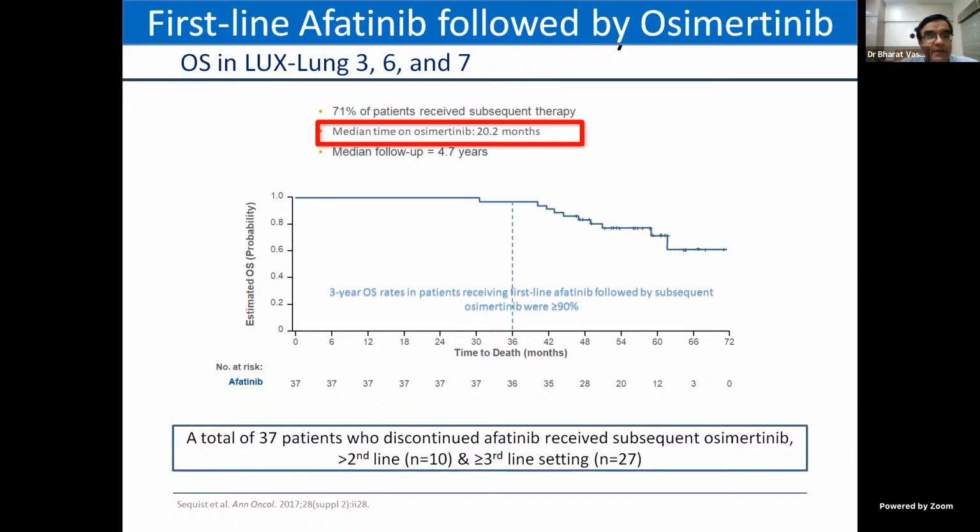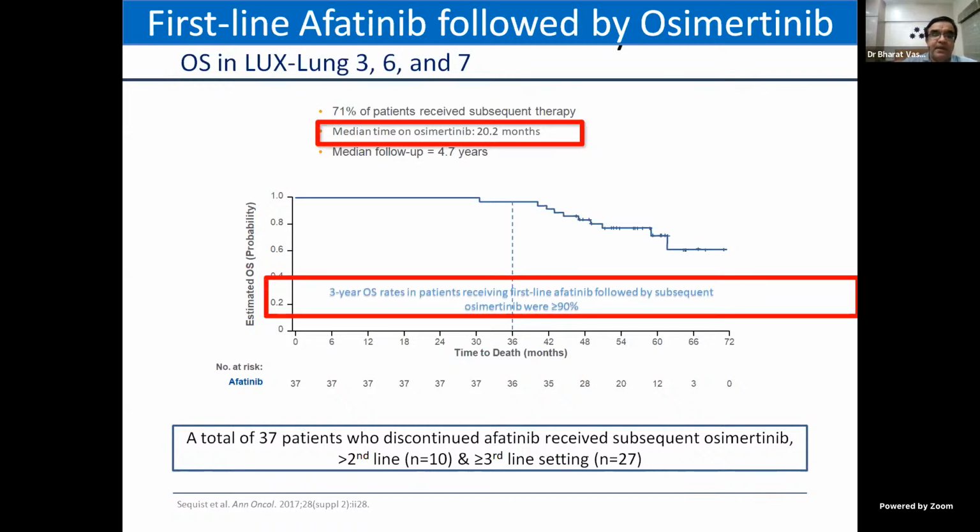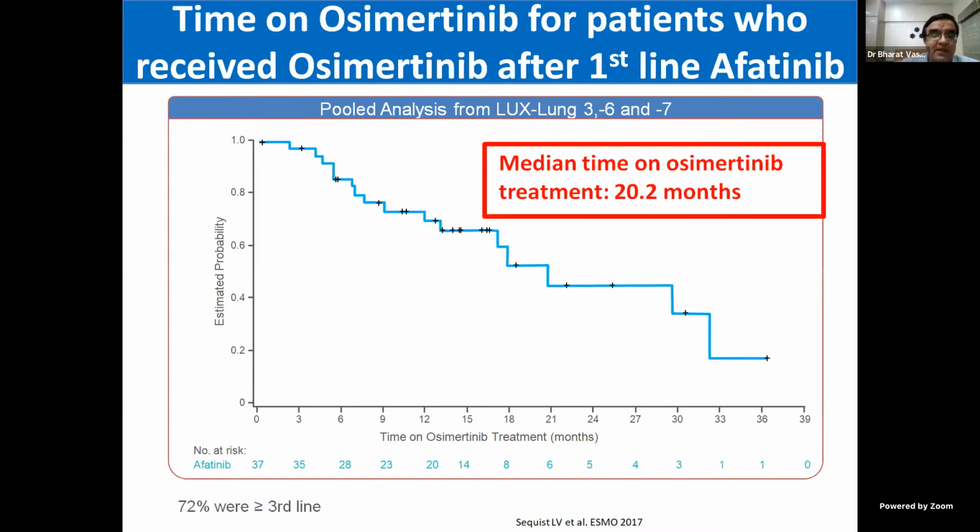Now, what afatinib trials were available? There were 3: LUX-Lung 3, 6, 7. More important is that for those patients who took osimertinib, the median time on osimertinib was in fact so high, nearly close to 2 years. So what we're trying to understand is if they develop a secondary mutation following a second generation TKI, their duration of response is probably far better.